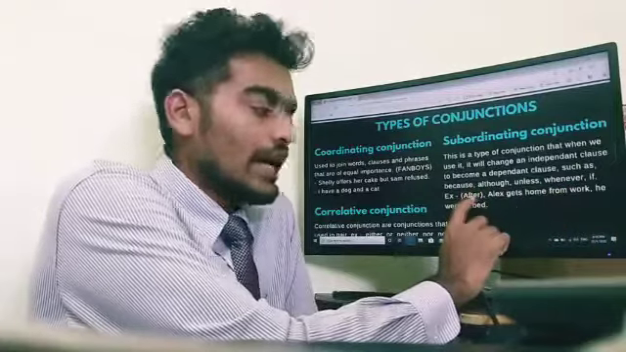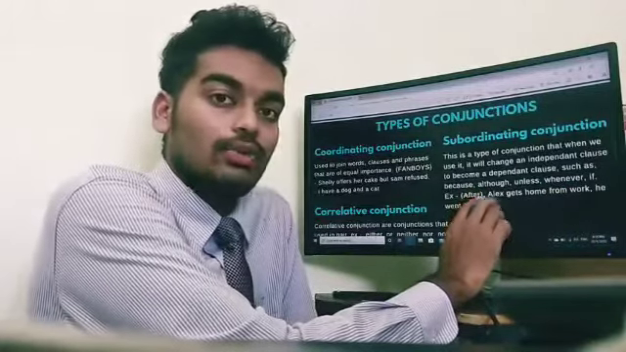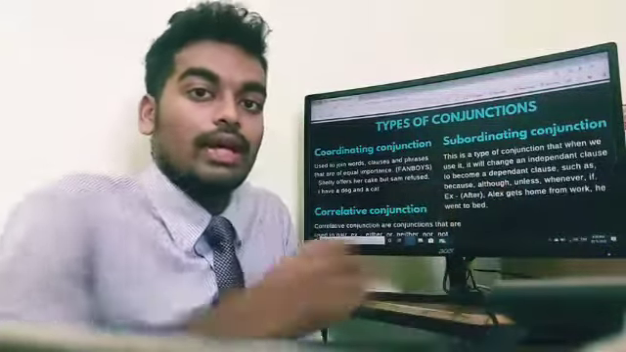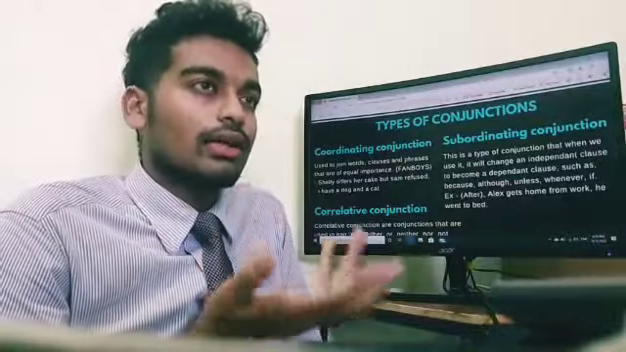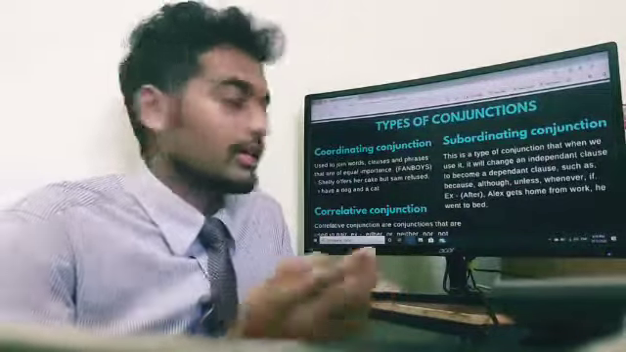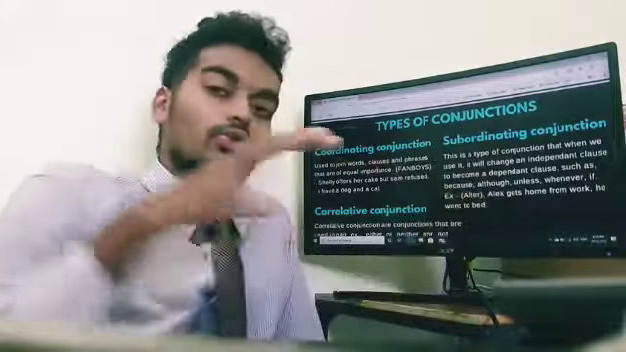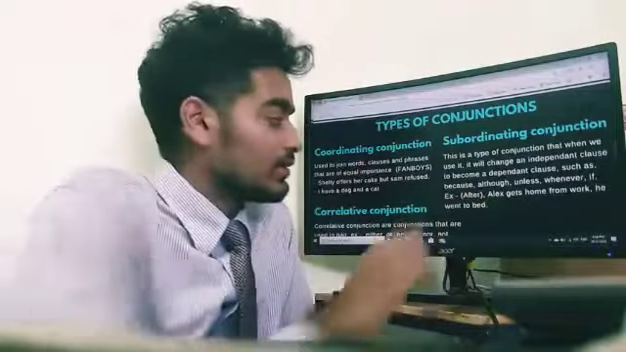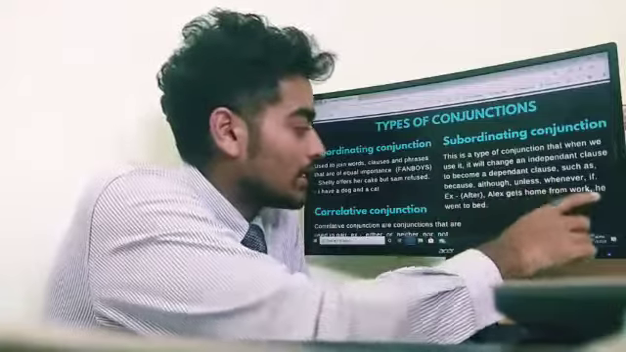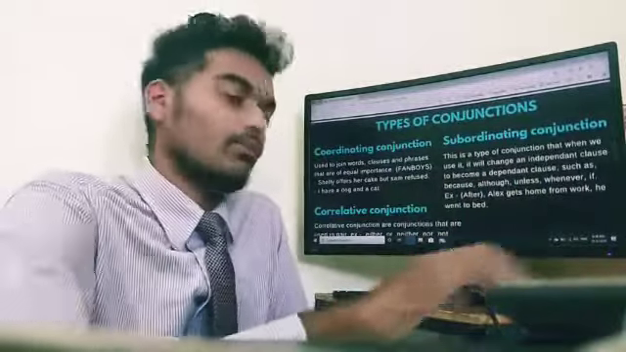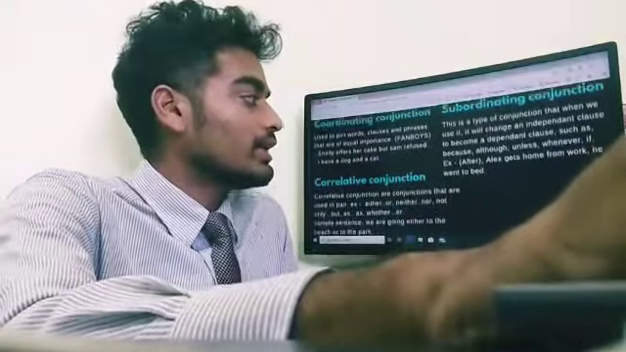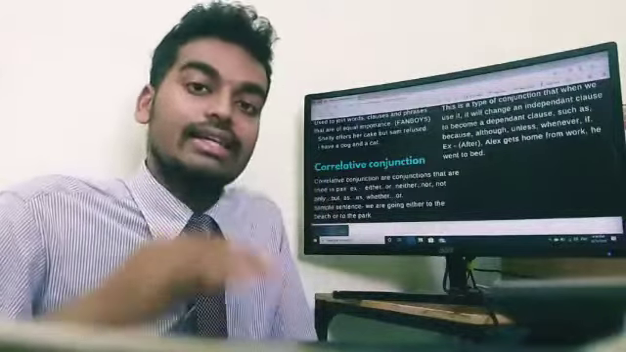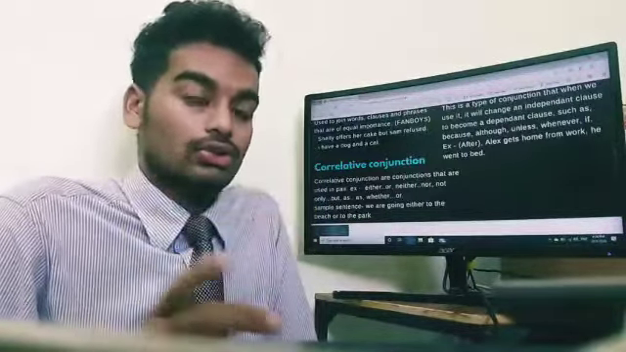Now, as you add the conjunction after, it will become a dependent clause. After Alex gets home from work, you see, it will become a dependent clause. Like, after Alex gets home from work, what happens? Something like that. If you use the subordinating conjunction properly, it will come with the aftermath reaction. After Alex gets home from work, he went to bed. It will make sense. Anyway, the way to identify whether it's a subordinating conjunction or not is by seeing whether it can change an independent clause to a dependent clause or not.